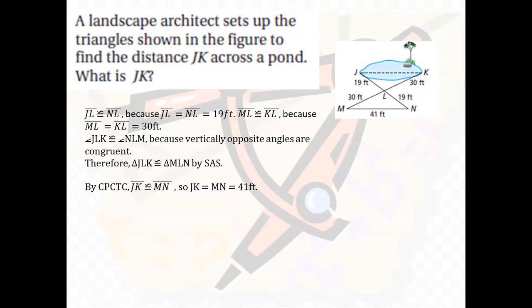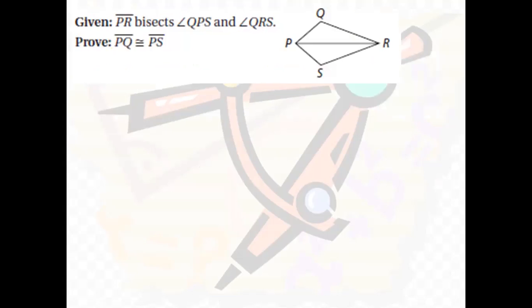So remember, we use CPCTC only when we use another theorem to prove that two triangles are equal. First, we need to use a theorem to prove that two triangles are equal. Then you will use CPCTC to prove that the remaining sides are equal also. Okay, let's look at one more example.